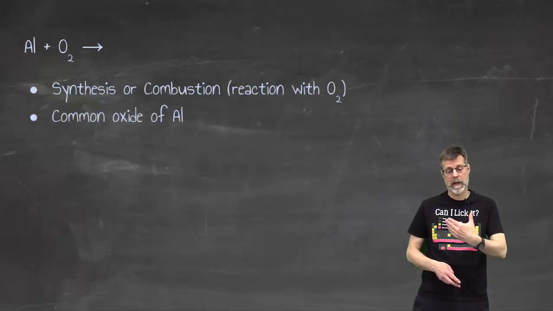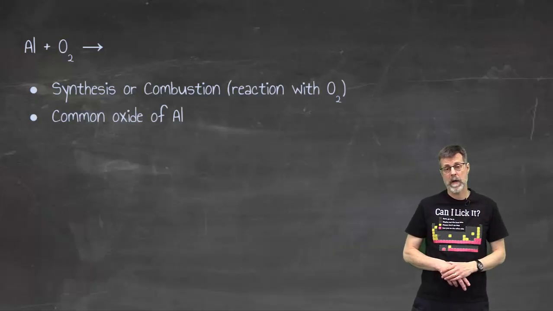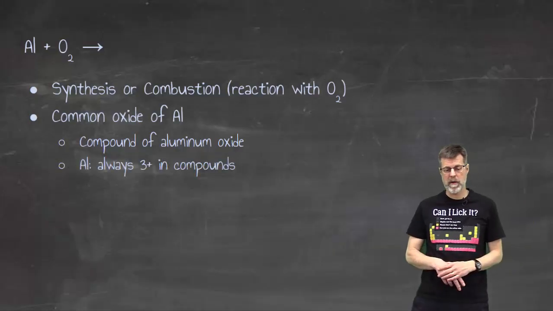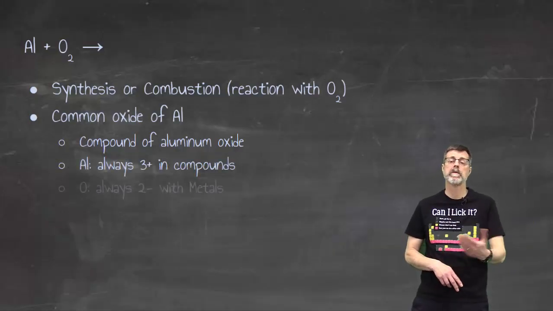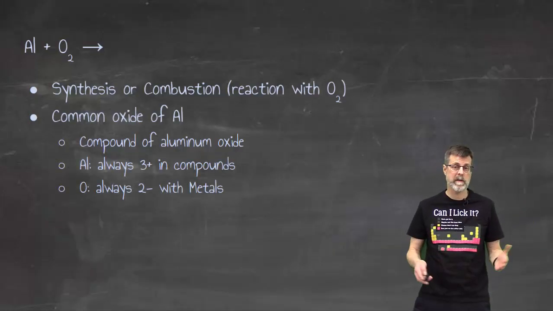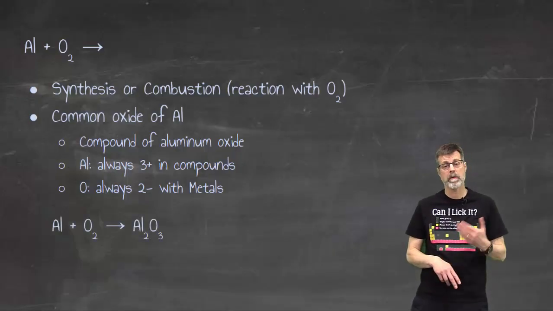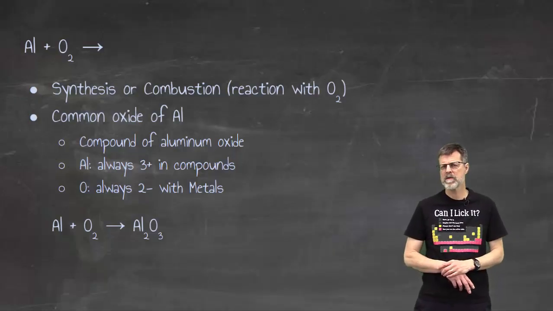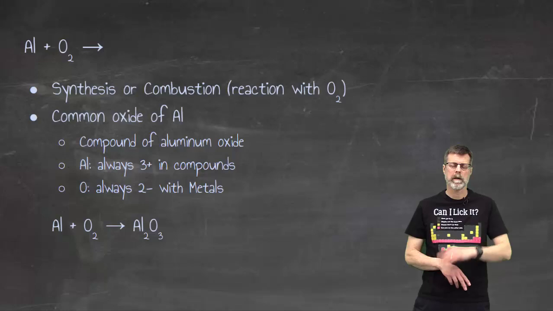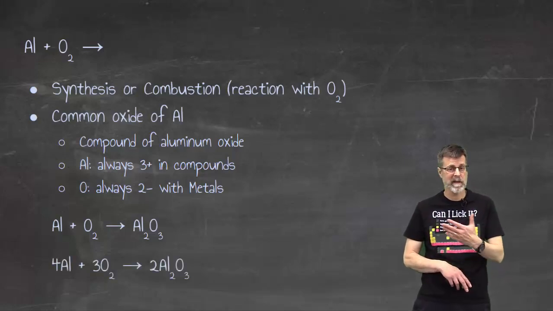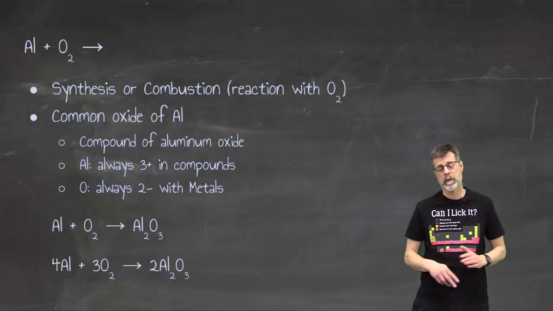If oxygen and aluminum form a compound with each other, what is it going to be? Well, I know that aluminum is always +3 in compounds, and I know that oxygen is always -2 with metals. So when I put them together, I'm going to follow that pattern as well, the nomenclature pattern. Now, I don't have to balance these things normally in a predicting the products question, but it's not a terrible idea to do that. Get some more practice with balancing equations.